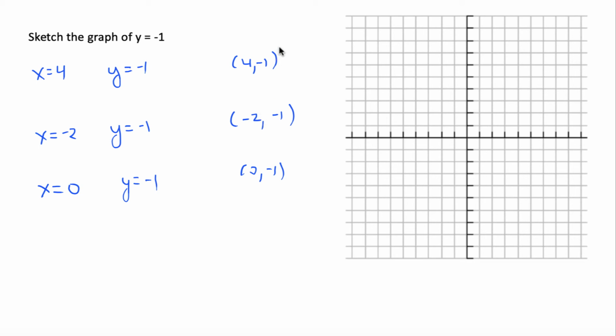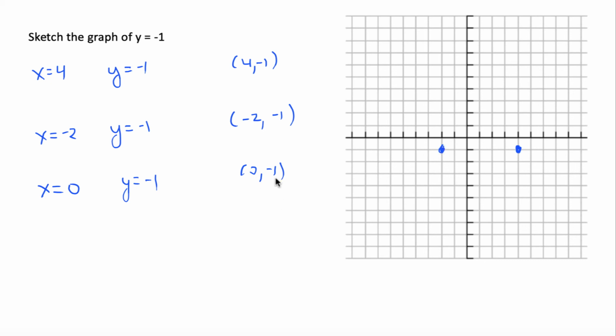Let's take a look. 4 comma -1. That means x is going to be 4 units to the right. Y is -1, which means we're going to go 1 unit down. So this is the point 4 comma -1. What about -2 comma -1? That means from the origin, we're going to go to the left 2 units. We're going to go down 1 unit, and that will be our point.